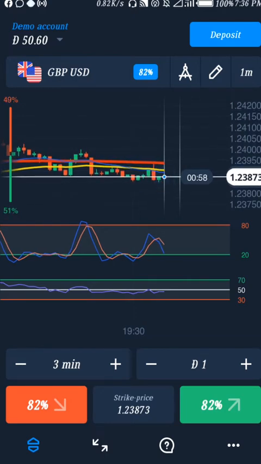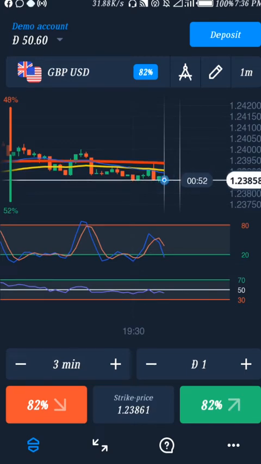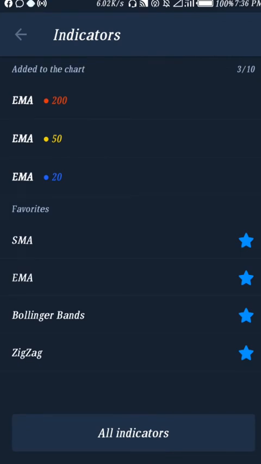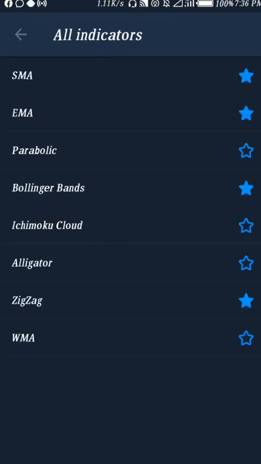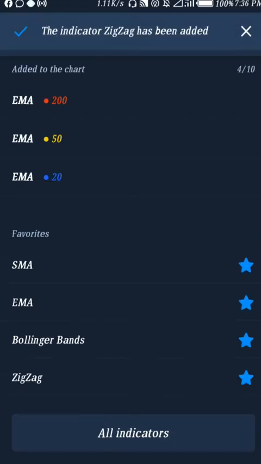Then we have one more indicator we're going to add, and that is the zigzag. All right, so I'm going to get the zigzag. You click on your indicator icon here, you select indicator, then you'll come down to all indicators, select zigzag, add to chart.